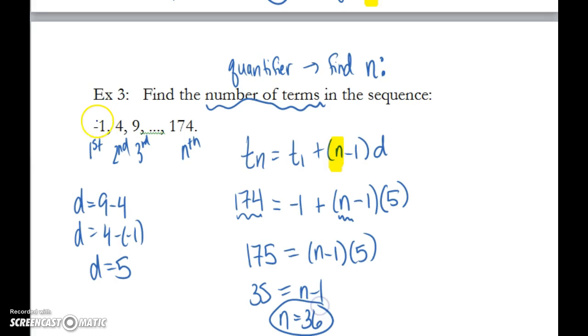So there are 36 numbers in this sequence. 174 is the 36th term. It is the value of n that corresponds to 174.